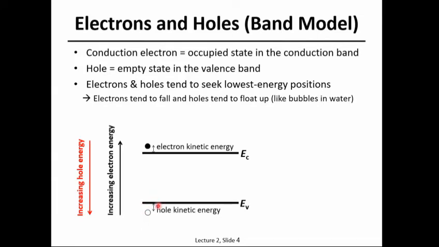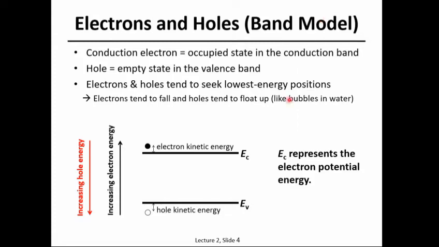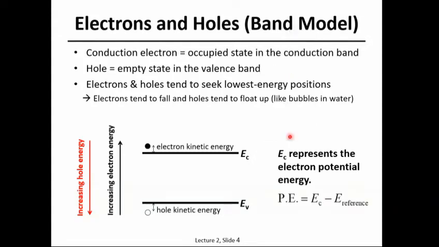So this is the direction of kinetic energy for holes, and this is the kinetic energy for electrons. And again, we said that the energy EC represents the electron potential energy. And of course, this is the lowest energy level in the conduction band. So if you want to measure the potential energy of the electron, you will say it is from the EC to some energy level.